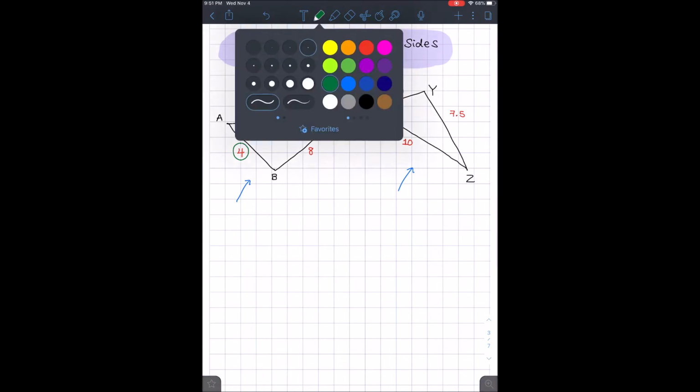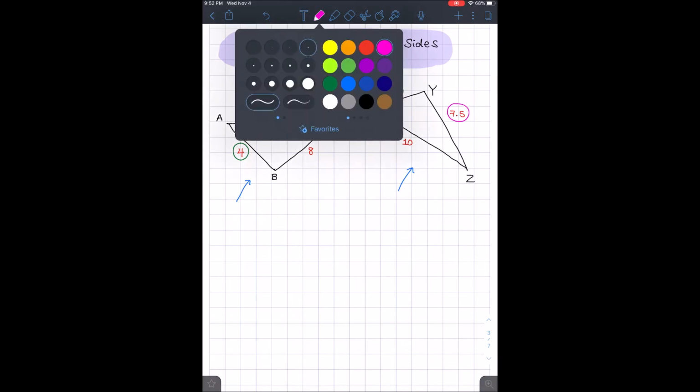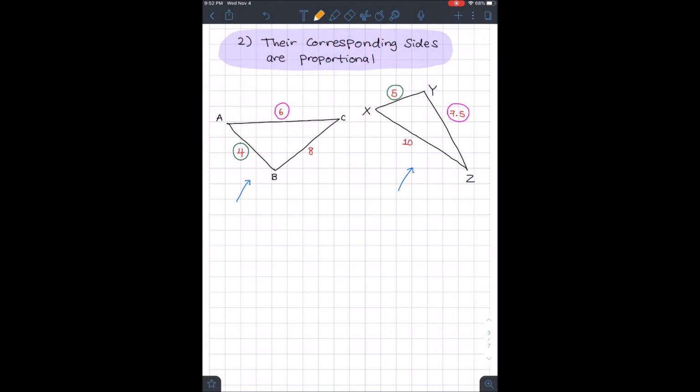Now let's take a look at another side. What about 6? This is the next smallest side on triangle ABC. On the other triangle, the next smallest side is 7.5. So I'm going to match these two sides. And finally, we can match the remaining side, which is 8 for triangle ABC and 10 for triangle XYZ.